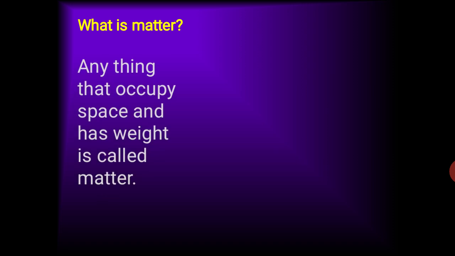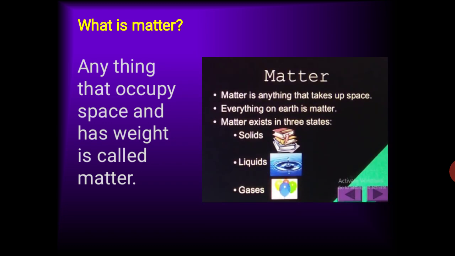Our topic is element, the simplest kind of matter. For that we have to know what is matter. Anything that occupies space and has weight is called matter. Already you have learned in your previous classes, matter is anything that takes up space. Everything on earth is matter. Matter exists in three states. Either it can be solids, liquids or gases.